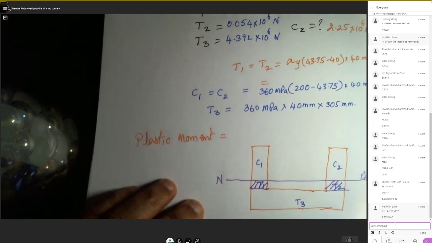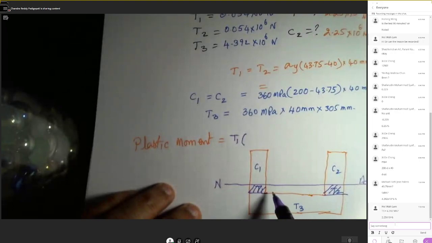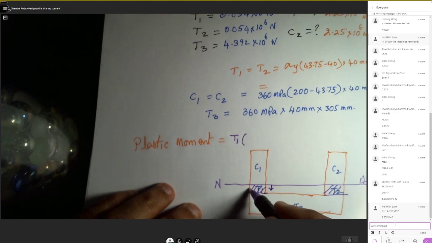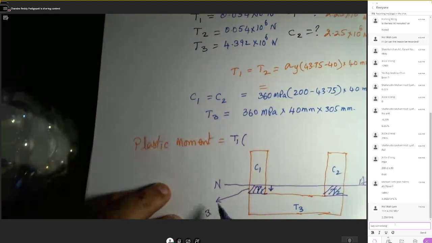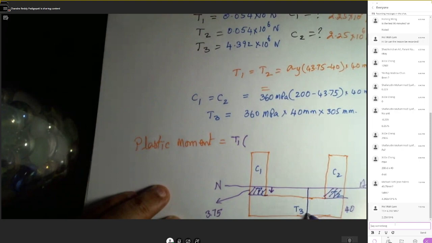To calculate the plastic moment, we take tension T1 and multiply it by the distance from the centroid of this zone to the neutral axis. You know the height of this is 3.75, right? You know this is 40, so this is 43.75, so this will be 3.75. So we need to take half of this 3.75 mm.